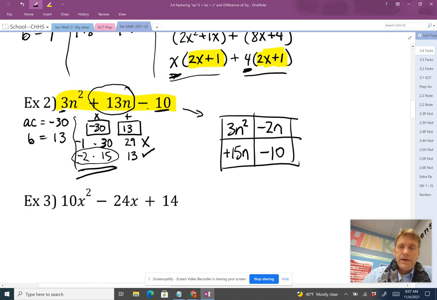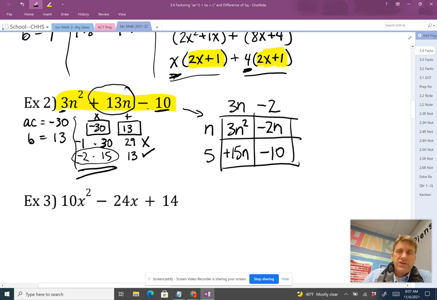So we've got 3n squared minus 2n, which have an n in common. And 15n minus 10 have a 5 in common. So we're going to put 5. 3n squared and 15n have 3n in common. And minus 2n and minus 10 have 2 in common. But since they're both negative, we're going to put minus 2.